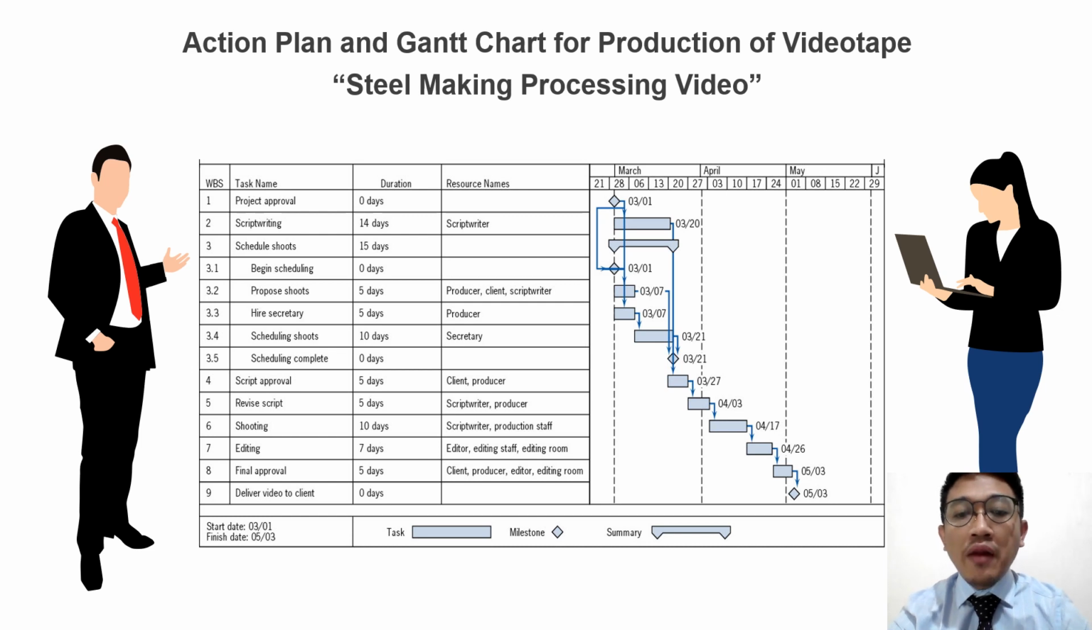The action plan for producing the steelmaking process video spans from March to May. It involves various stages such as creating, filming, editing, and finalizing. Initially, March focuses on script development and pre-production arrangements. April sees the filming phase capturing steelmaking processes. Post-production editing and finalization occur in May.